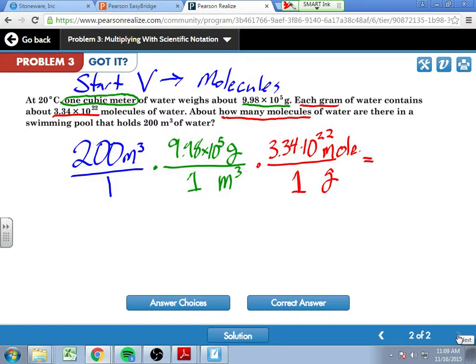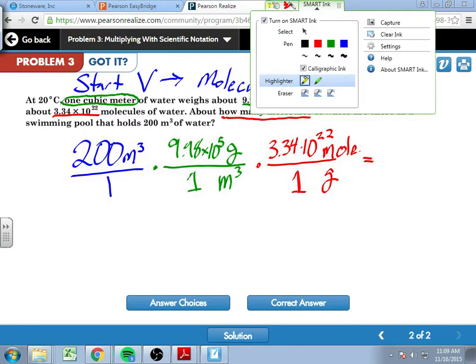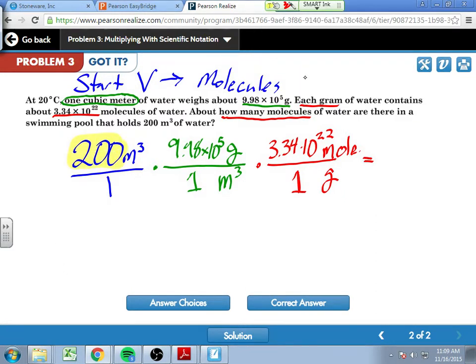So all I really have to do is do the multiplication straight through. So if we take 200 times 9.98 times 3.34, you get 6,666.64. That's evil right there.